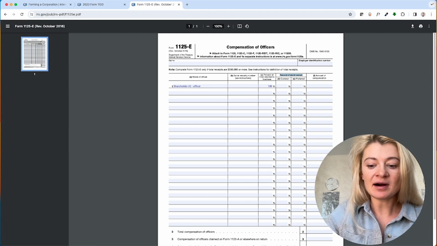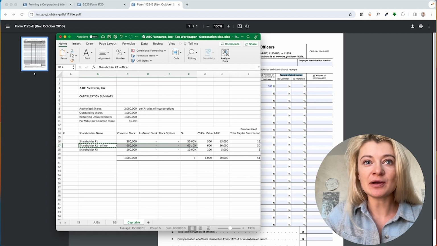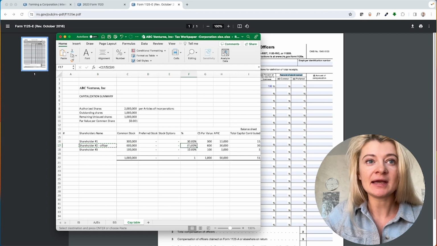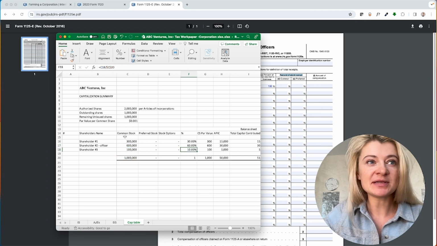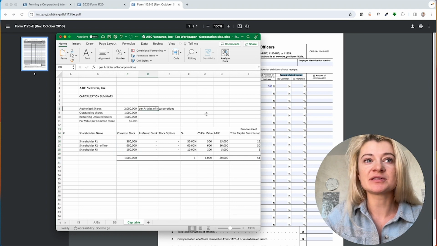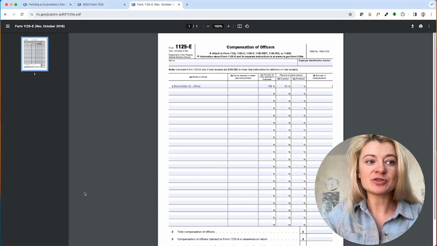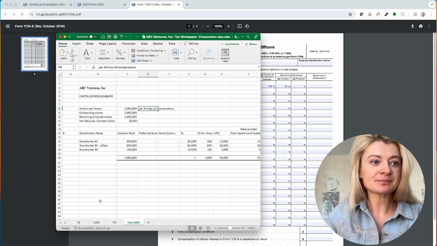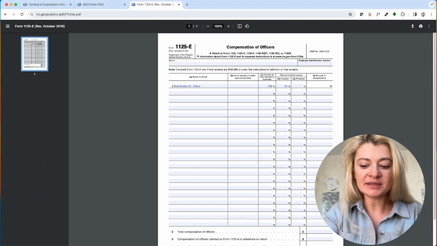Percentage of stock owned, and that's something to go back to our cap table. So they own 60% of common stock, right? And we got this 60% basically by their agreement. This is something we received when we filed articles of incorporation. And then here we should include the amount of compensation, which means their salary. Right here, 20,000.